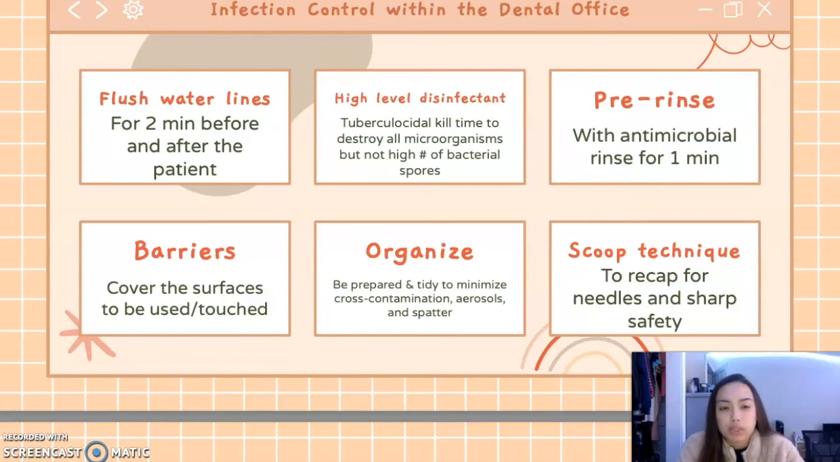It's also important to use the scoop technique, which is recapping your needles for sharps safety, and the needles should not be bent or broken for the purpose of disposal.